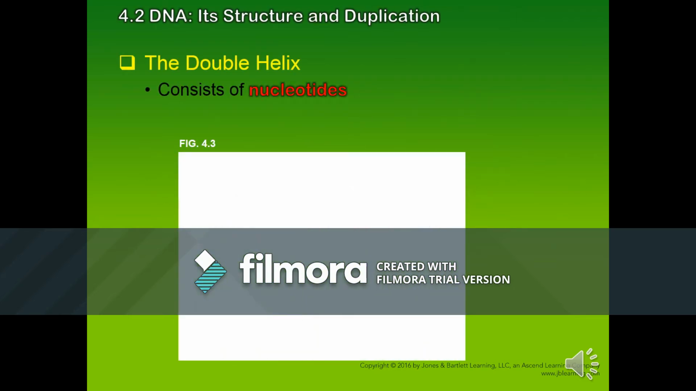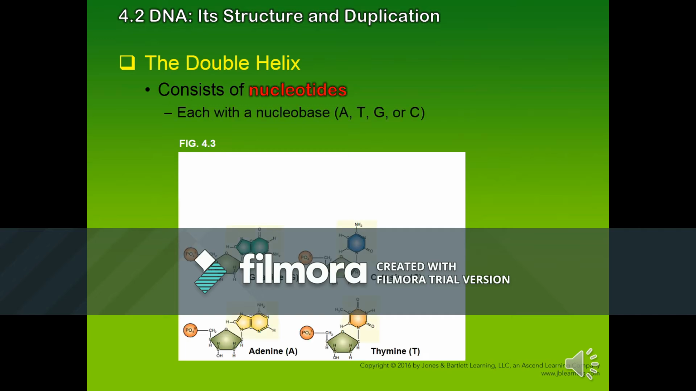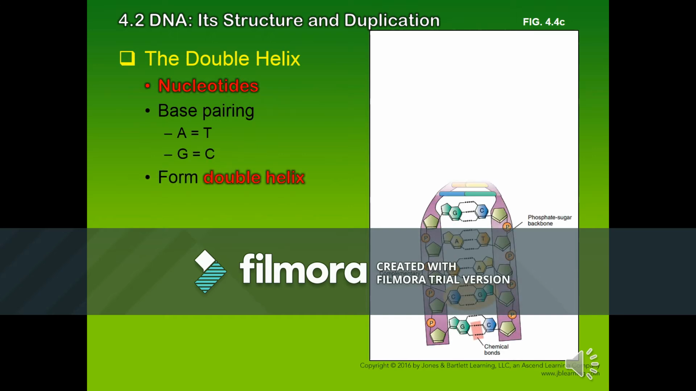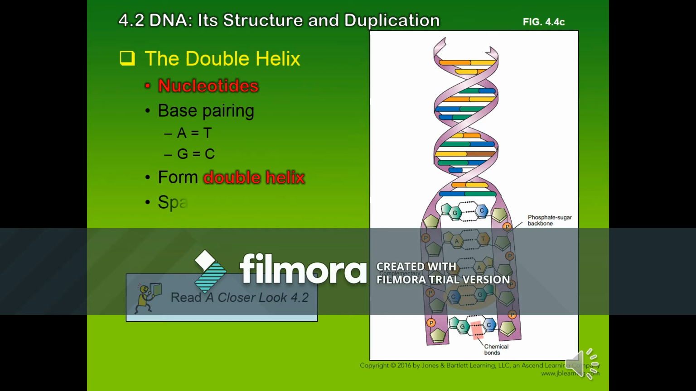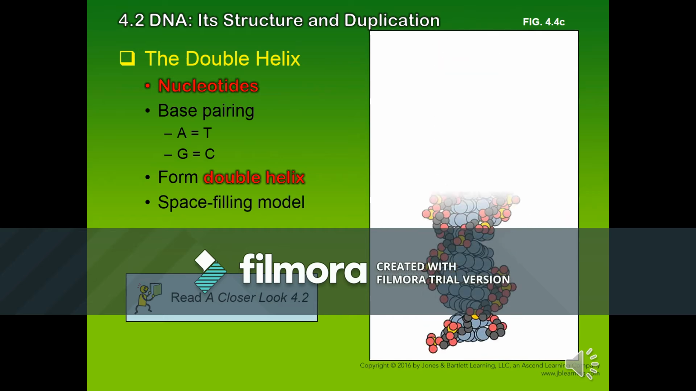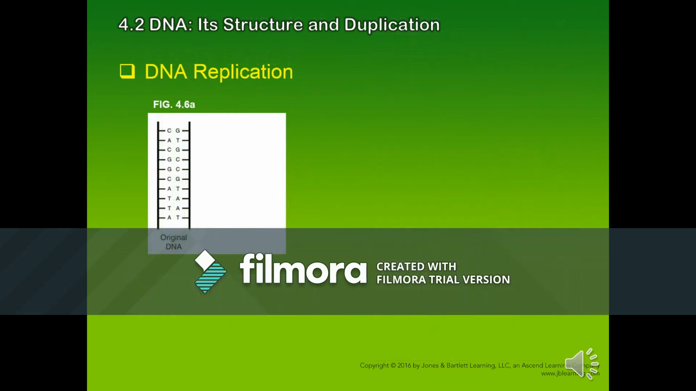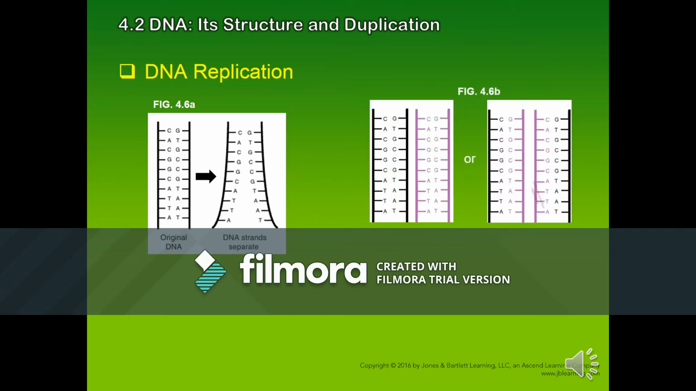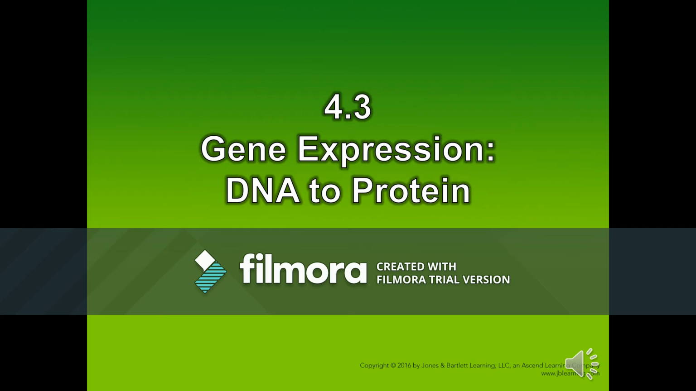We need to remember Watson and Crick: a double helix is made up of nucleotides. Those nucleotides are adenine, thymine, guanine, and cytosine. And this is a very important rule here, that the number of A's is equal to the number of T's, and the number of G's equal to the number of C's. Then you could have DNA replication.